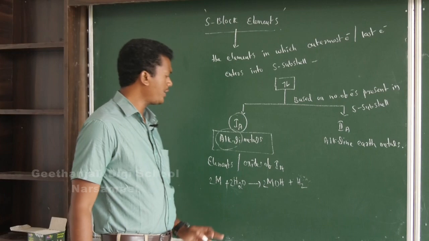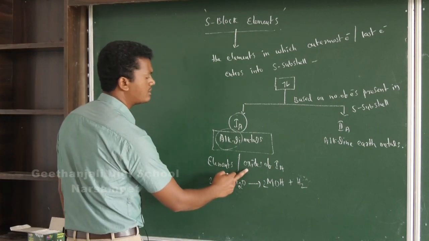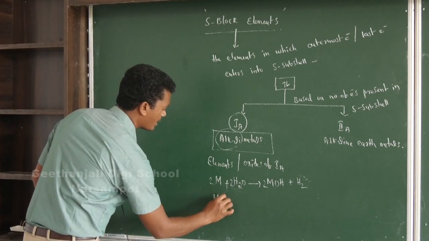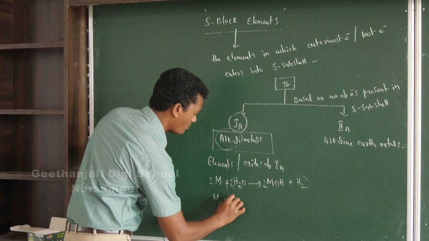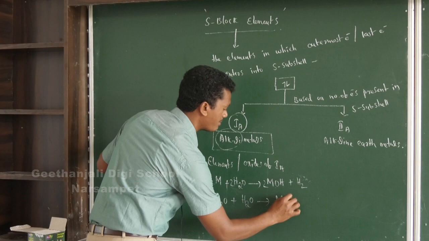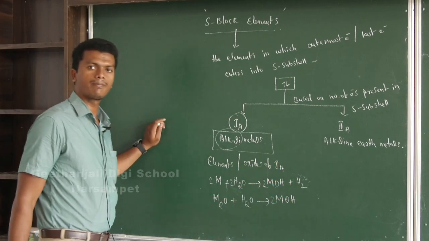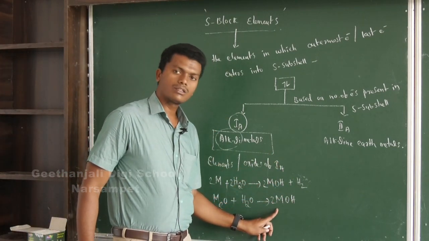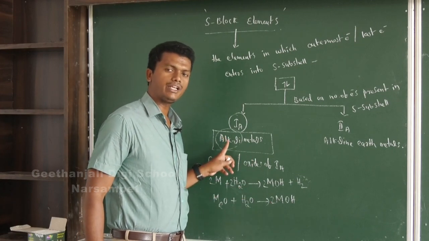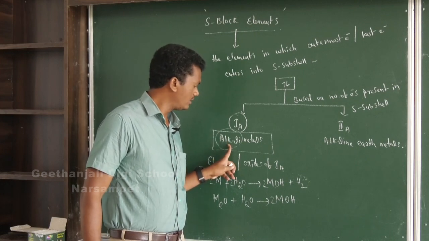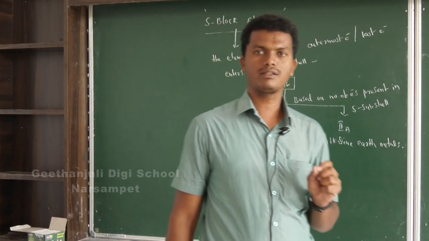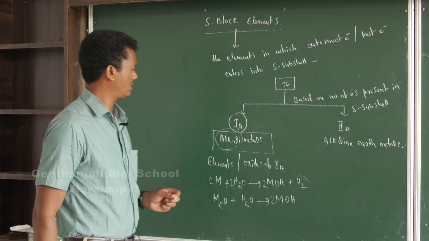The general formula of oxides of 1A group elements will vary, but here I am taking the monoxides. The common formula of monoxides is M2O. When they come in contact with water, they again form MOH type of hydroxides like this. These hydroxides are strong bases and these are also called alkalis. What is the meaning of alkali? The substances which produce OH minus ions in the presence of water are called alkalis.